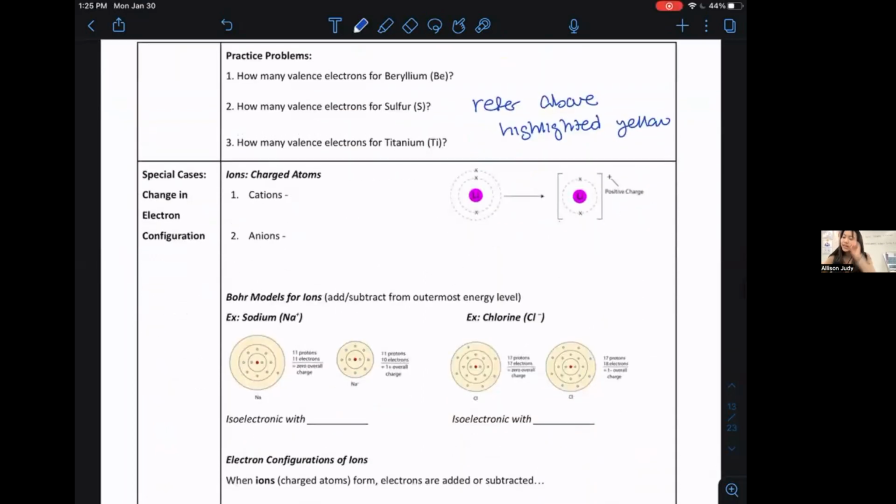All right, so let's take a look at these special cases. I've mentioned ions before, charged atoms. Do we ever mess with the proton number? No, right? It's kind of like messing with your DNA, genetically modified. That's a little weird when it comes to people.